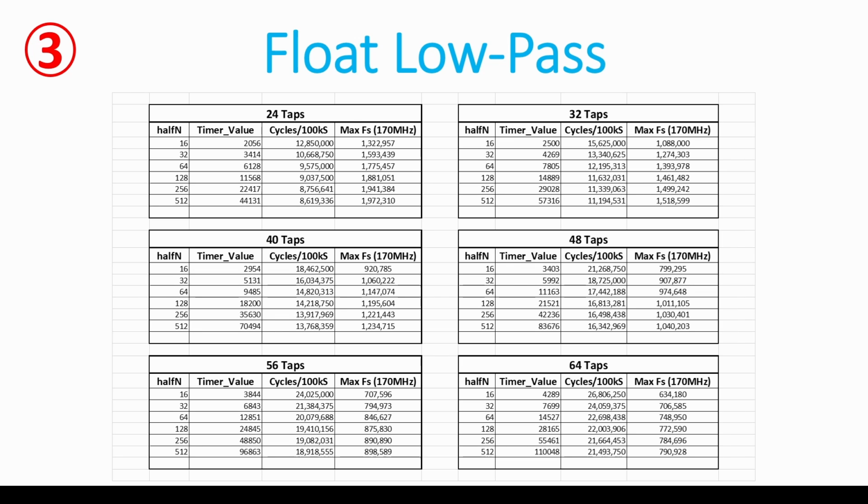Finally, again, using our known variables, I calculated the max sampling frequency that the filter can support on my STM32G4, which has a max clock frequency of 170 MHz. I then repeated this for all 5 systems.